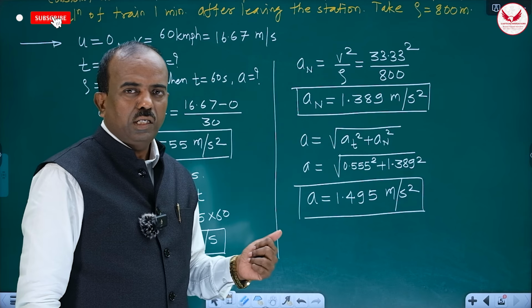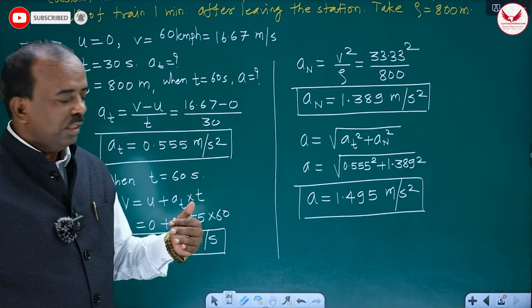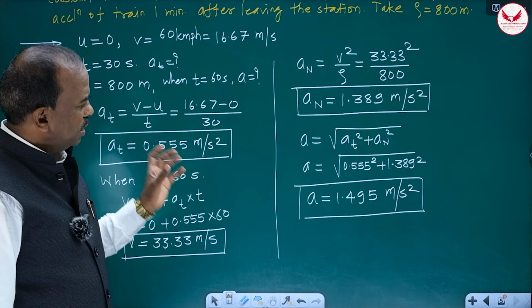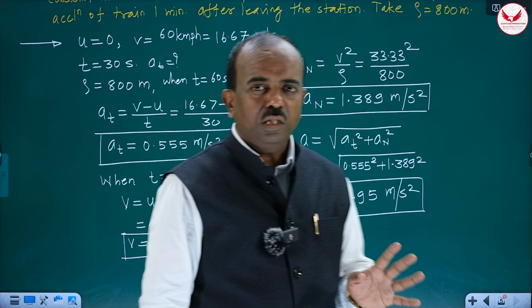So like this we can easily solve the problems on normal and tangential components by knowing only Vn is 0, Vt is V, An is V square by rho, At is dV by dt. With such simple formulas we can solve these problems. Don't miss to solve such examples.